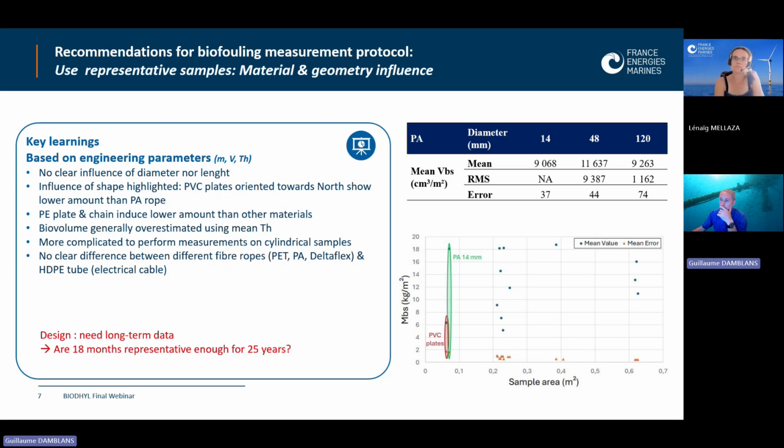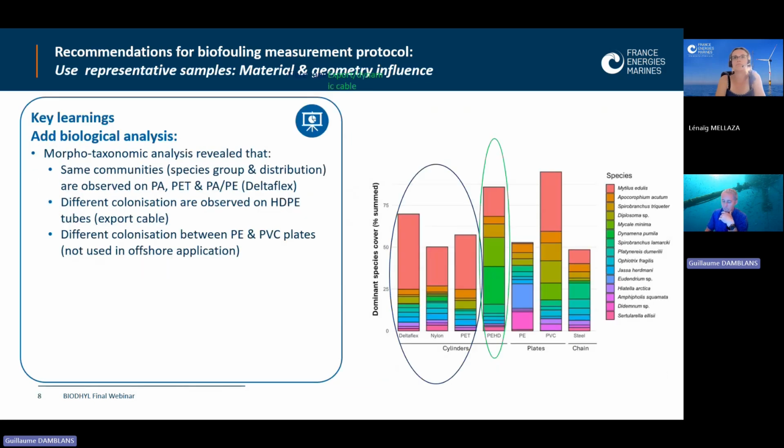So here, the first question is raised: are we representative with just 18 months of colonization, meaning that we want to be representative of 25 years? But if we stopped here, okay, we perform engineering analysis for engineering purposes. But even in that objective, if we had the taxonomic approach, we observe some more detailed trend.